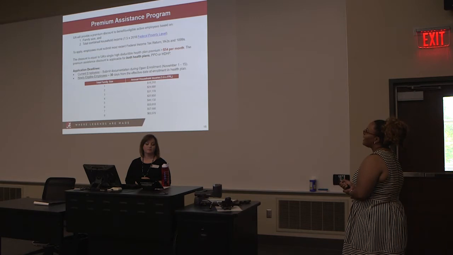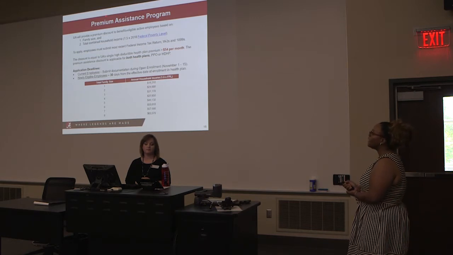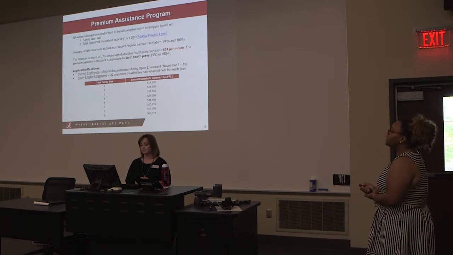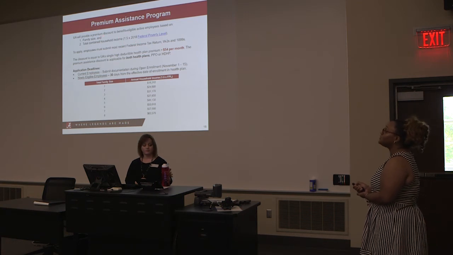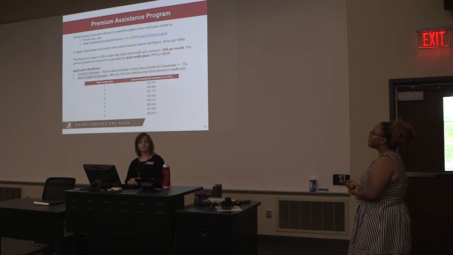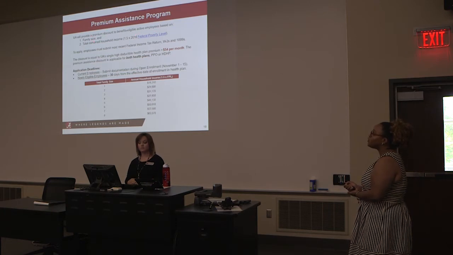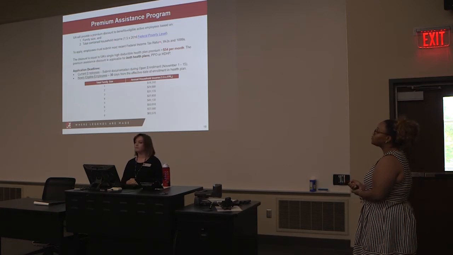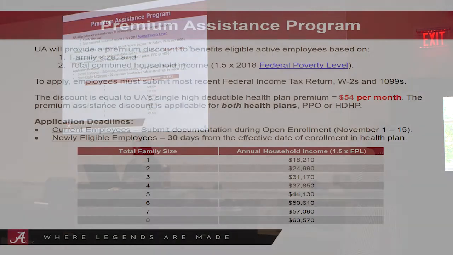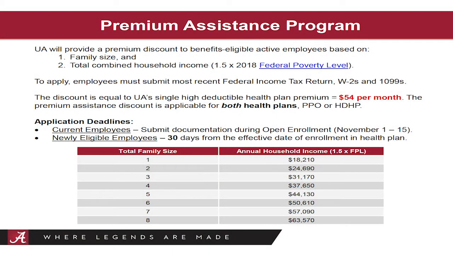Another new program that we're adding this year is called our Premium Assistance Program. And this is a program where UA will provide a premium discount to benefits eligible active employees based on their family size and their total combined household income, and where that falls in relation to the federal poverty level. So you do see a chart here that indicates total family size and annual household income. If an employee applies for this benefit and their annual household income falls below 1.5 times the federal poverty level, they will be eligible for a discount on their insurance premiums.